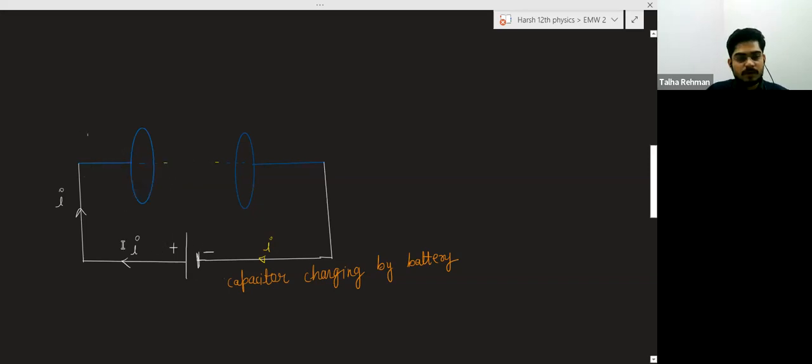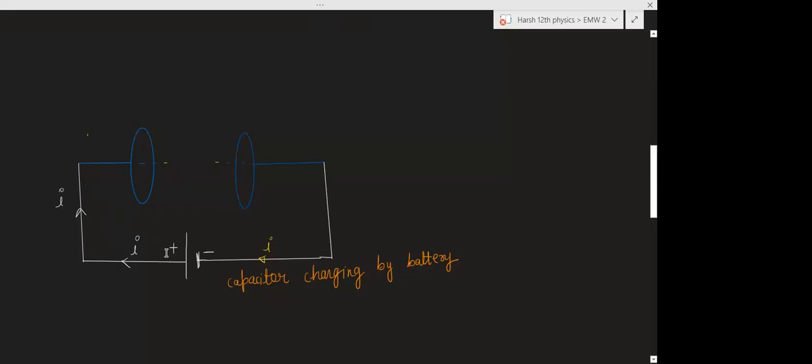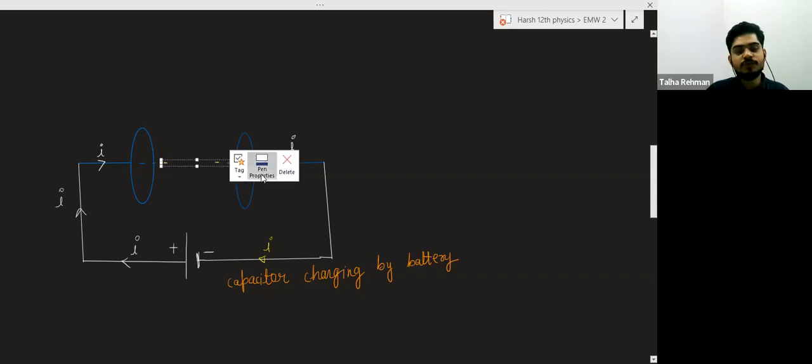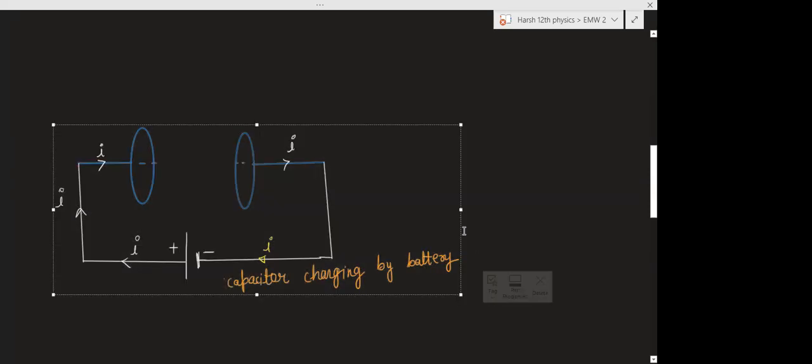If this capacitor is in the charging condition, there will be current in the wire connected to the capacitor. Current will be from positive to negative. Current will start from the positive terminal of the battery. This is a battery connected, and here the charging of the capacitor is taking place. Now there will be the same amount of current here also, and here also. And what is this? Here is complete vacuum. In between the plates, there is nothing.